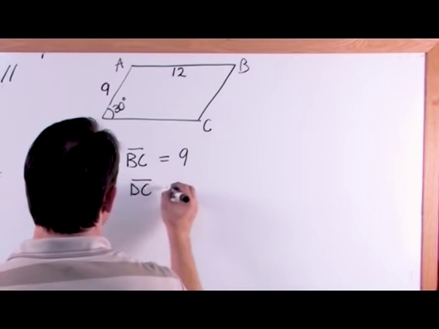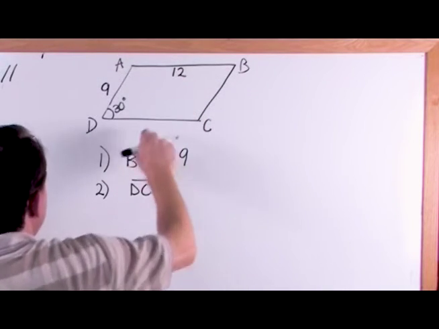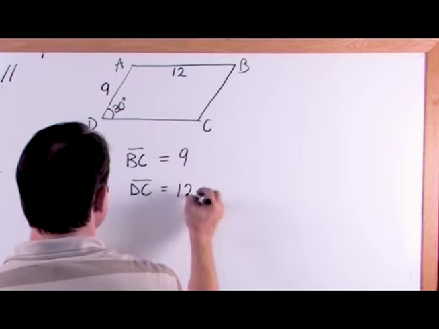DC, what would that be? Well, that's opposite of 12. Same thing, opposite sides congruent, so that's 12.